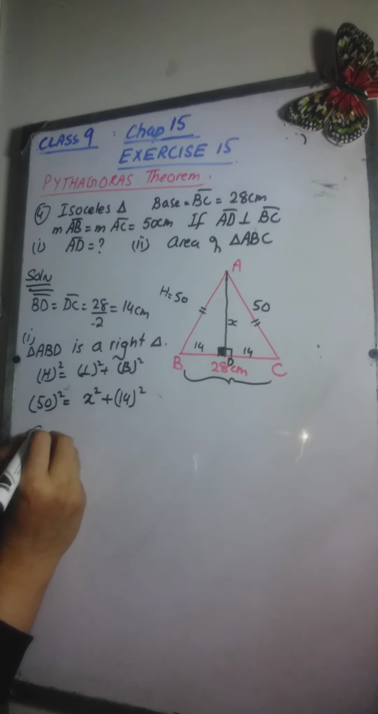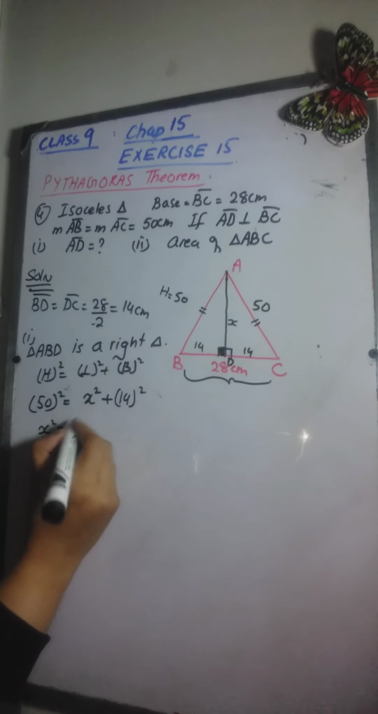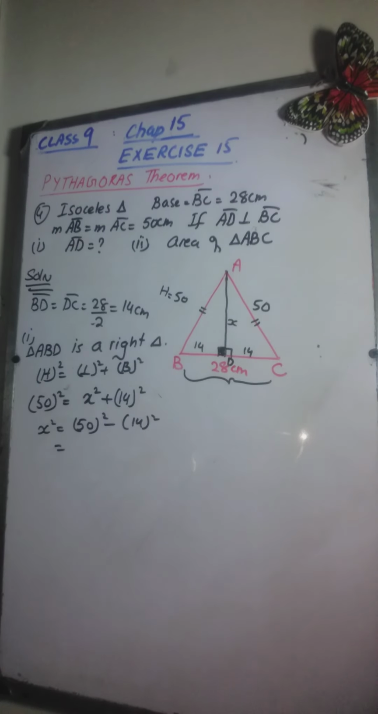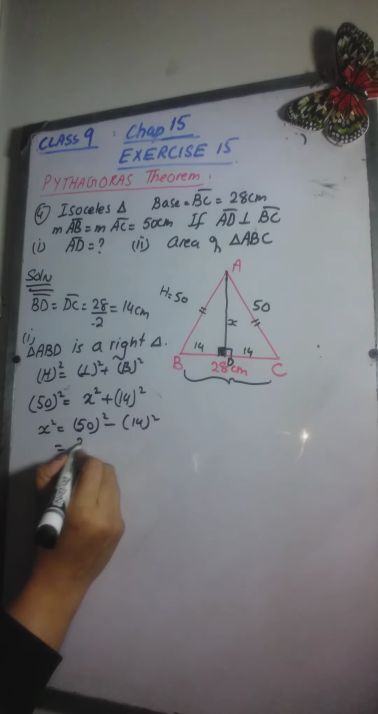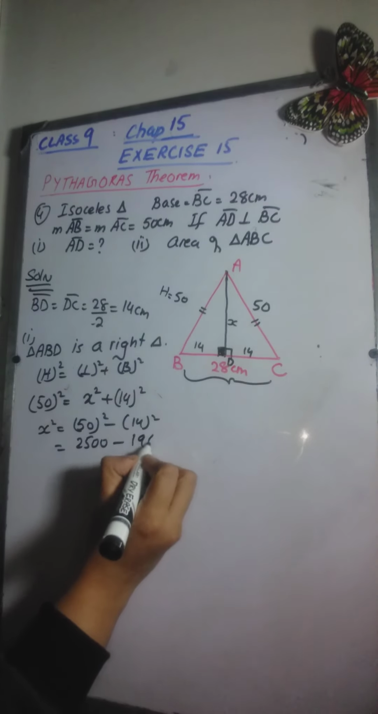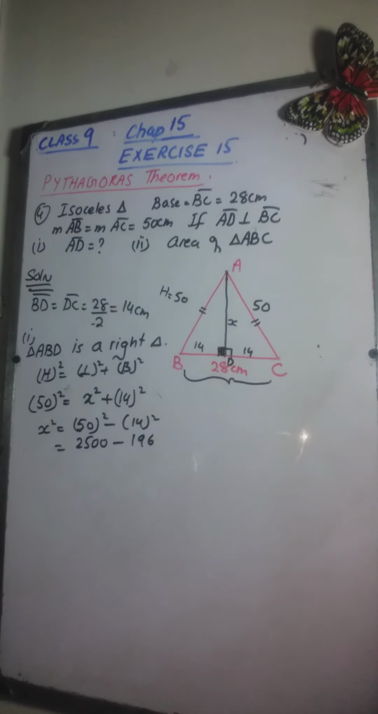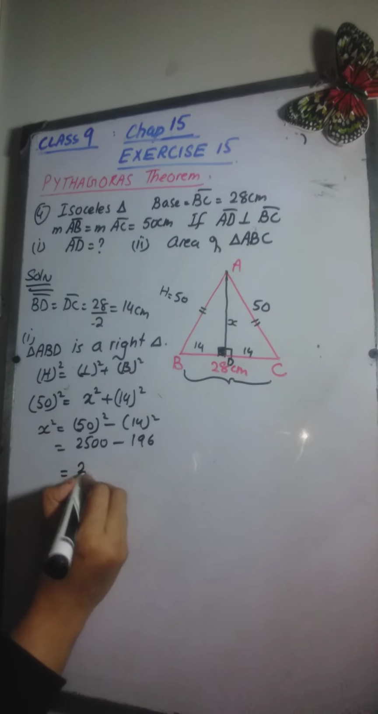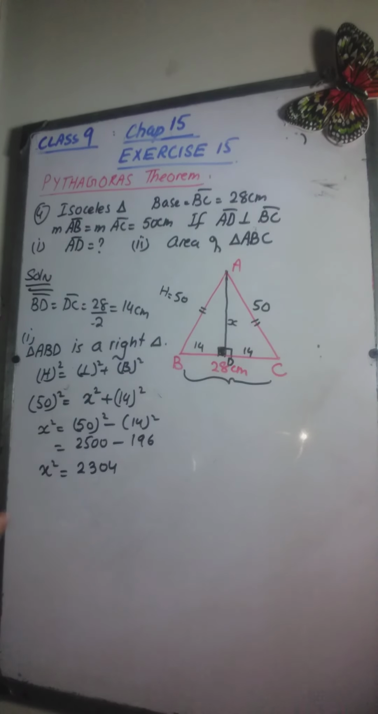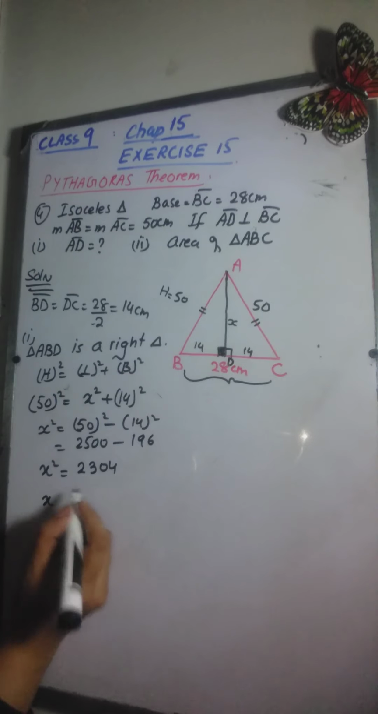From here we can find the value of x square as shifting 14 square to the right hand side. This will be 50 whole square minus 14 whole square. Now 50 whole square will be equal to 2500, and we know that 14 square is equal to 196. Subtracting these two, we are going to get 2500 minus 196 is equal to 2304.